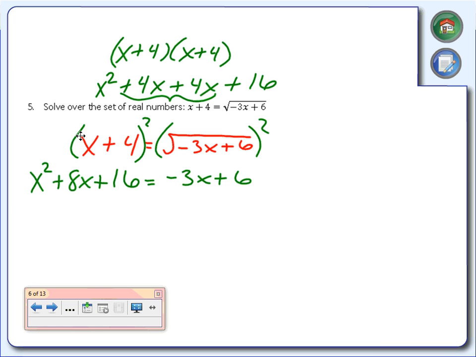Now the first thing that you should be looking at is that x squared. That x squared tells us that we have a quadratic equation. And how many solutions do we have in a quadratic equation? 2. So how do you find those 2 solutions?